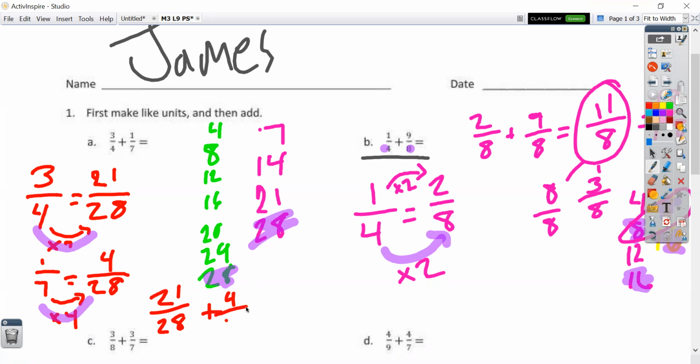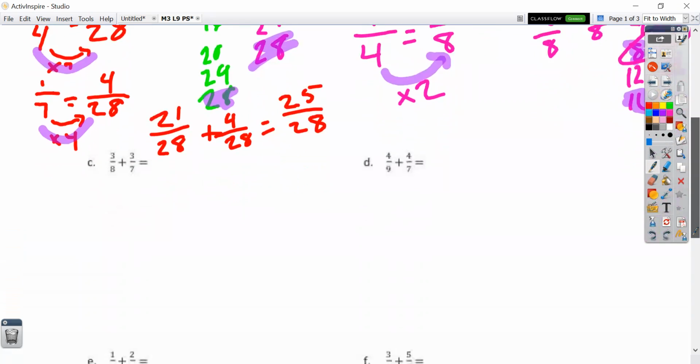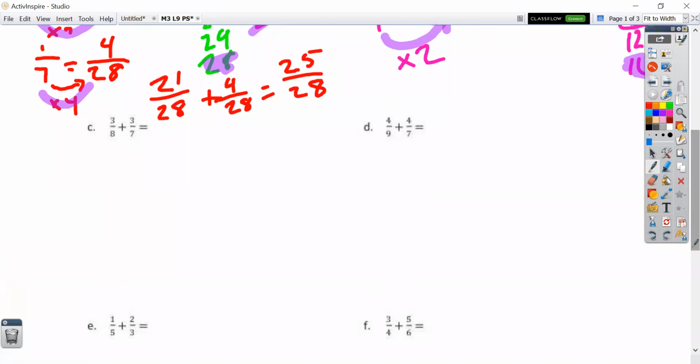21/28 plus 4/28. And really, we're just asking ourselves, what's 21 plus 4? Well, that's 25, but our unit is 28ths. All right, good job. I hope you got that right. Let's go ahead and do D together, and then you can try C on your own. Again, you can always try these on your own, but I'm going to help walk through it.